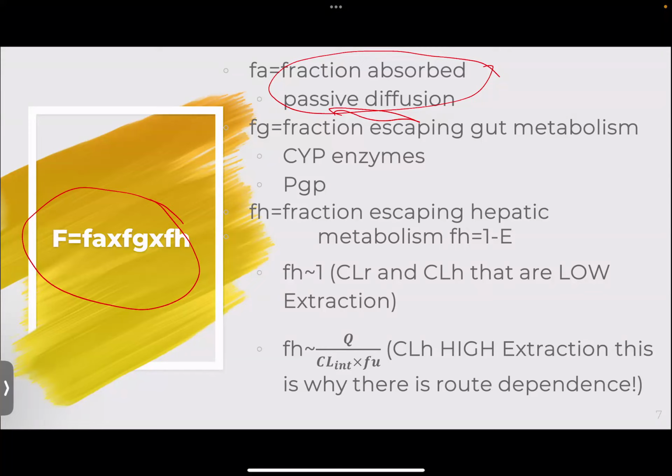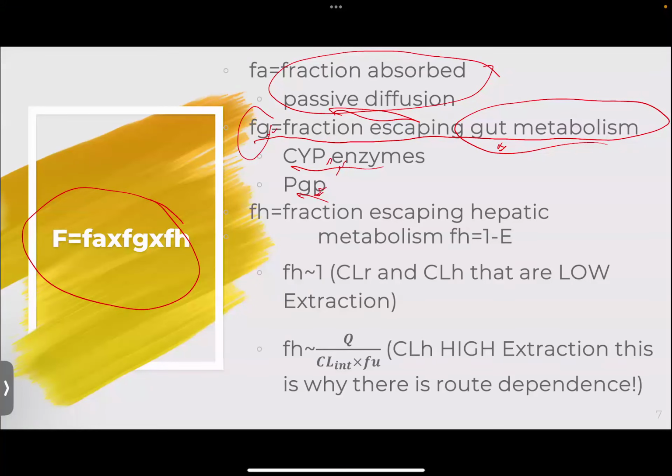What else? What am I forgetting? Oh, lipophilic enough. All right, then it has to make it through the gut wall. And we know in the gut wall, we have CYP enzymes and P-glycoprotein. So it has to make it through both of those things that are trying to either destroy or move our drug back out of the gut wall. So those two things determine FG.